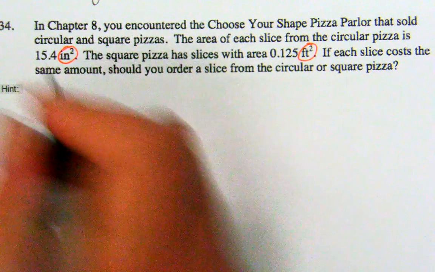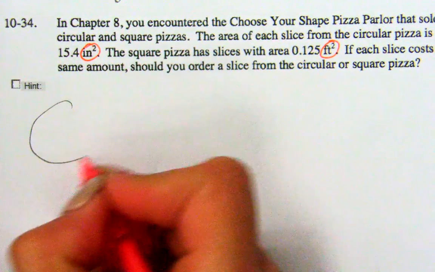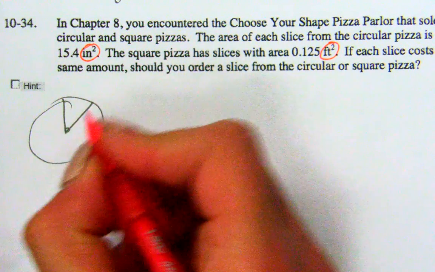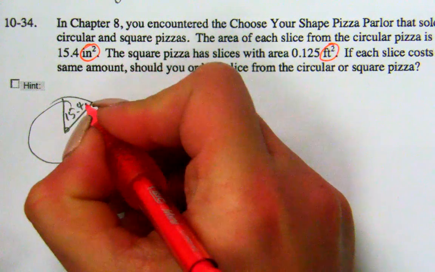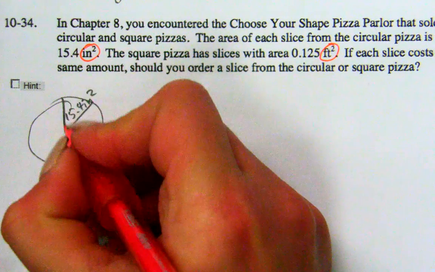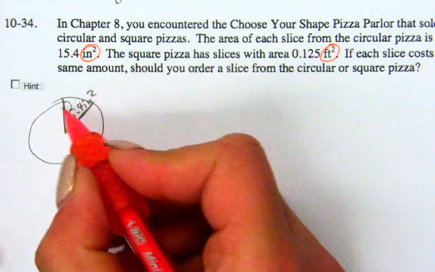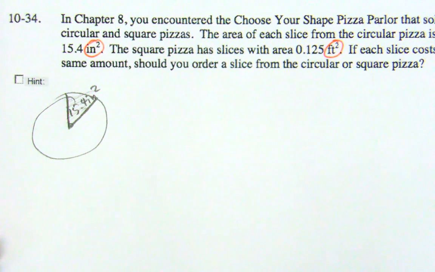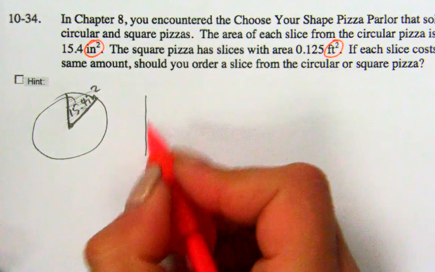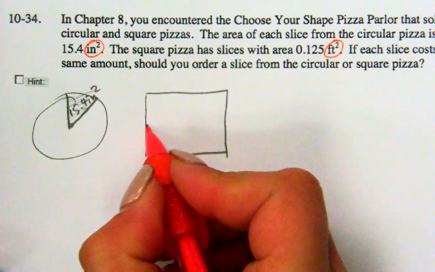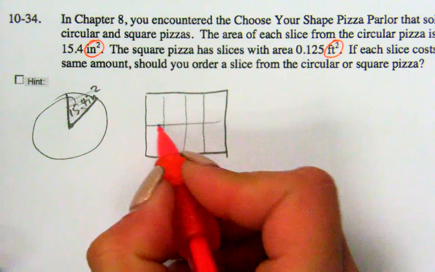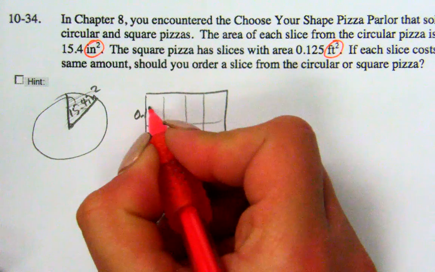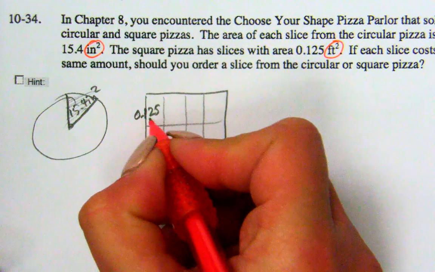So you have a circular pizza, and I'm just going to draw a picture of what this looks like. There's your circular slice of pizza. The area of the shaded part is already 15.4 inches squared, so you don't have to actually find it. It already tells you that the slice of pizza is 15.4 inches squared. And the area of one of the square slices, I think this is what it looked like, this slice, or one of these slices, is 0.125 feet squared.